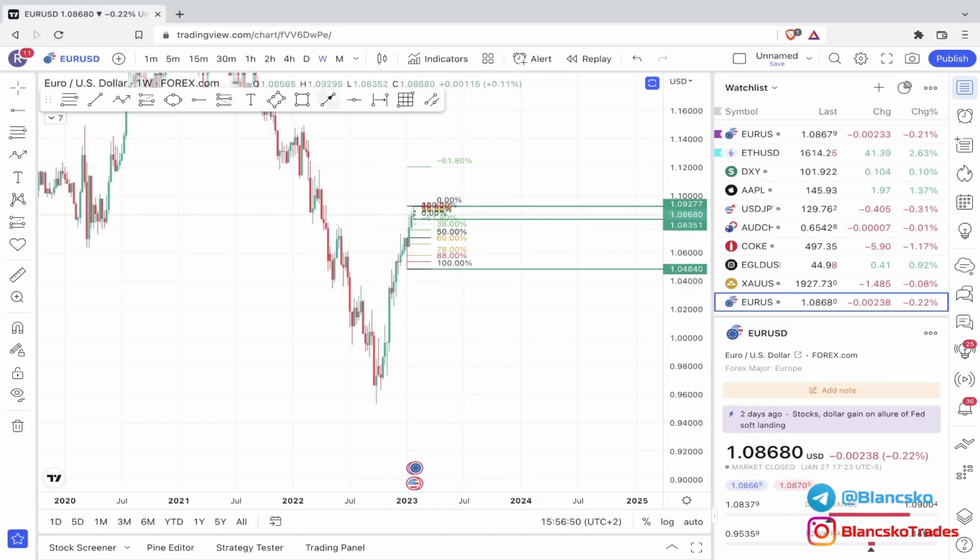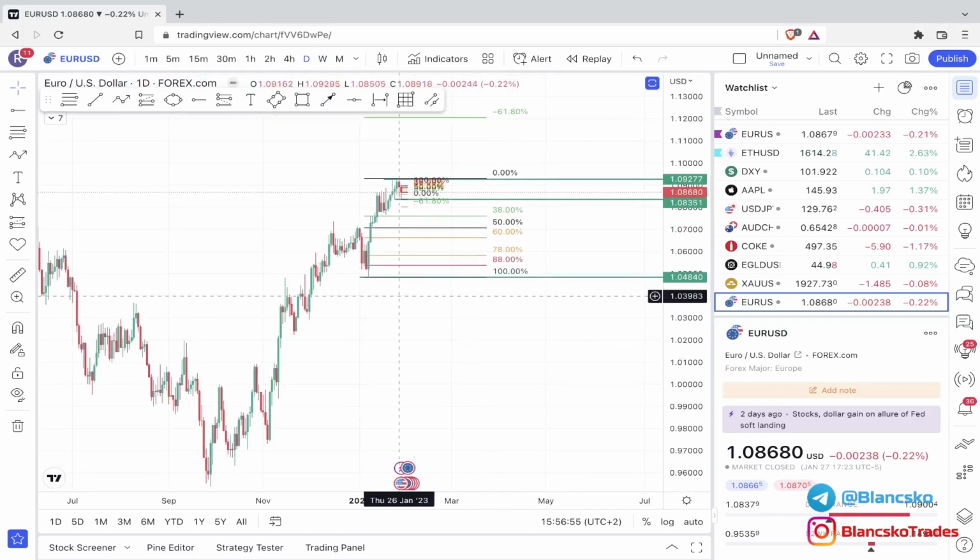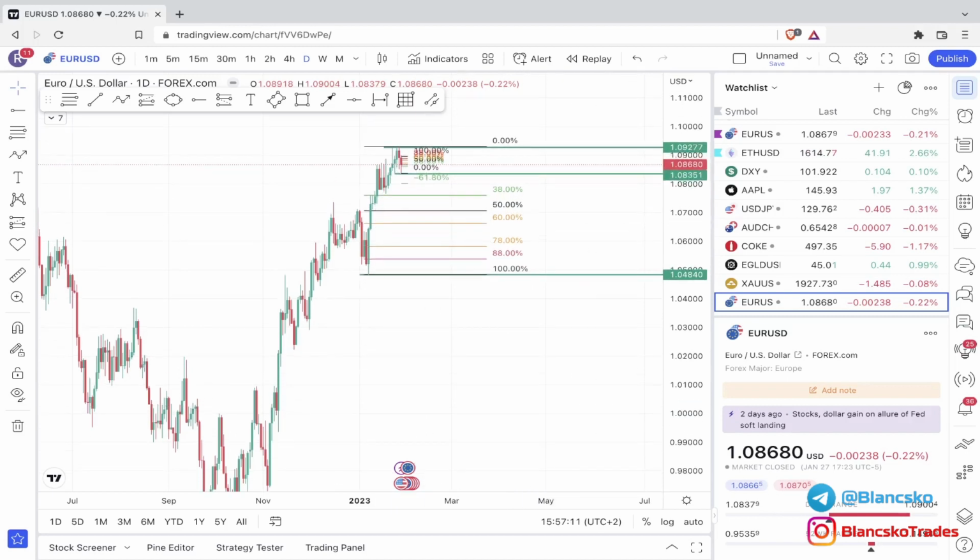Knowing that, we go on the daily, and on the daily we can see the same exact thing. We can see we have this range right here, and we can see that the price is very high. The price is overbought, is extended, there's a lot of imbalances here, and we could see a short period sell towards these levels here, the 50, the 38, and the 60, before seeing another push to the upside.